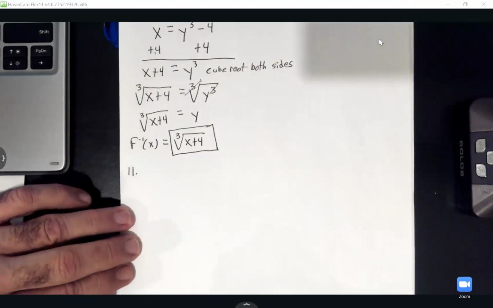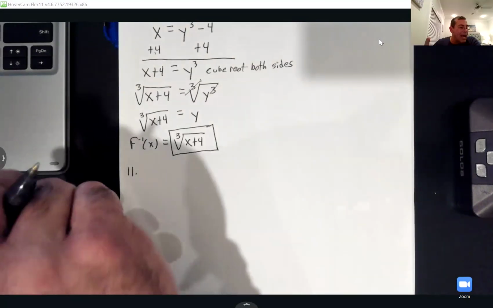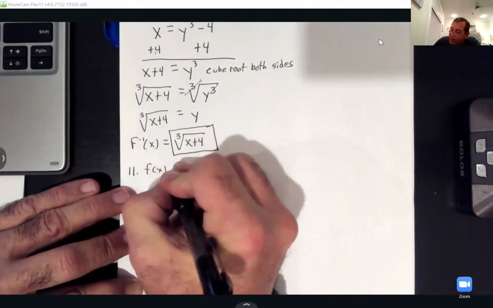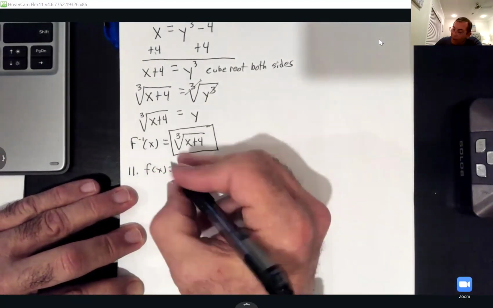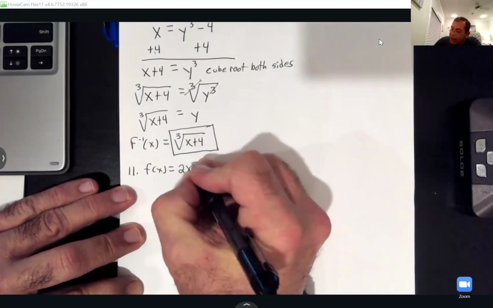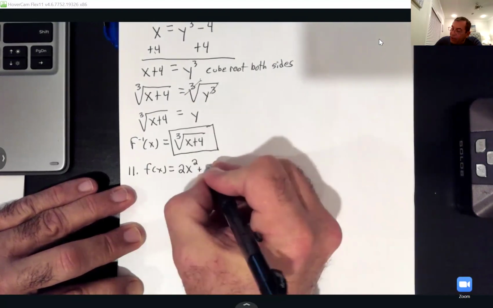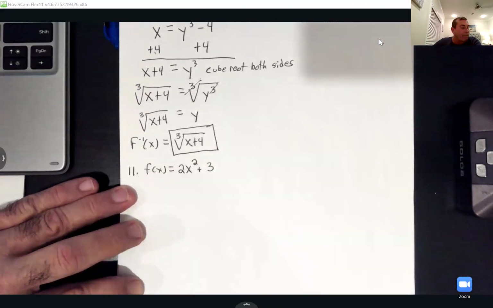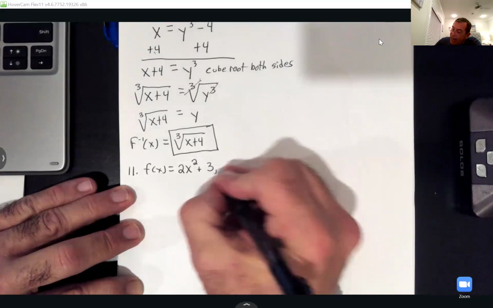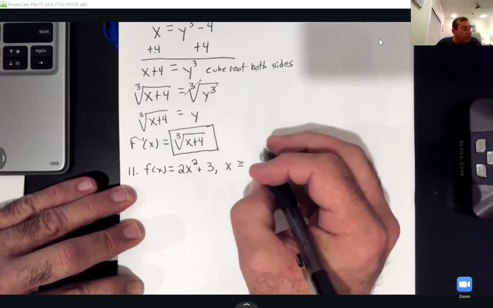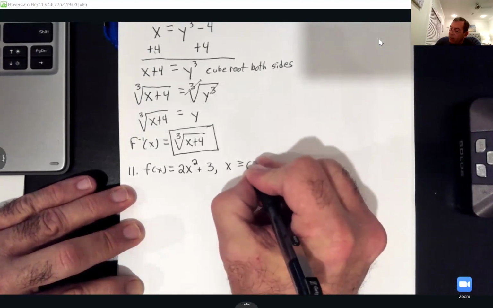No, sir. All righty. Now check this one out. Y'all, this one has f of x equals 2x squared plus 3. And then right behind it, it says x greater than or equal to 0.